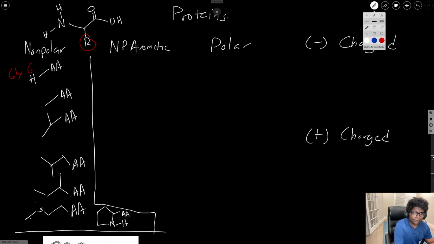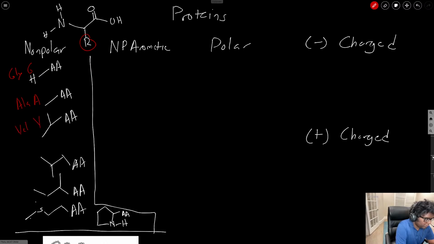All right, let's start labeling. So this is glycine. I said this was alanine. This was valine. This is leucine. Isoleucine. Methionine. And this is proline.